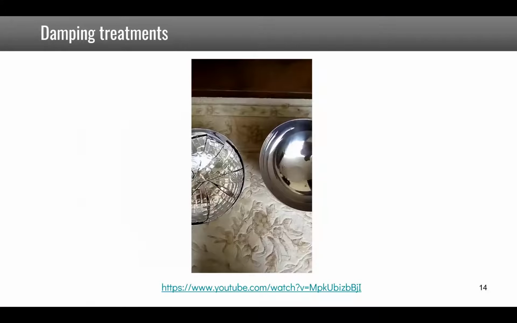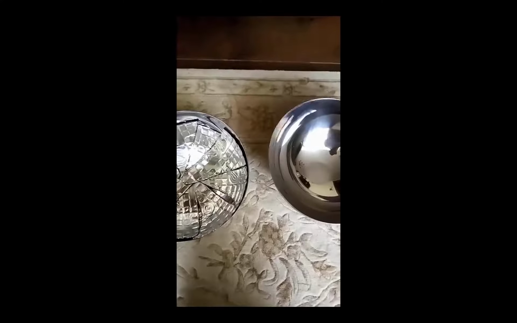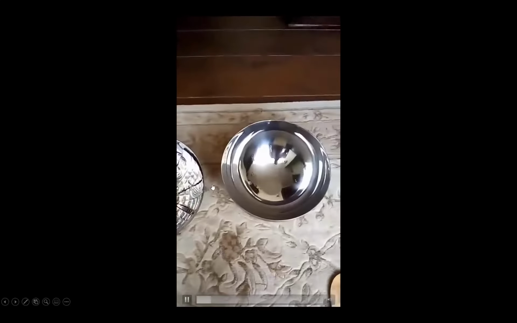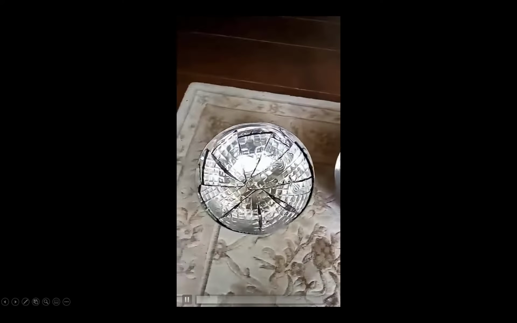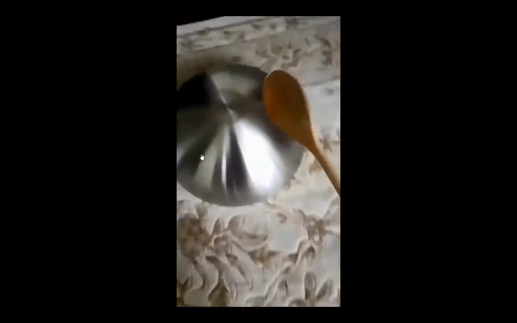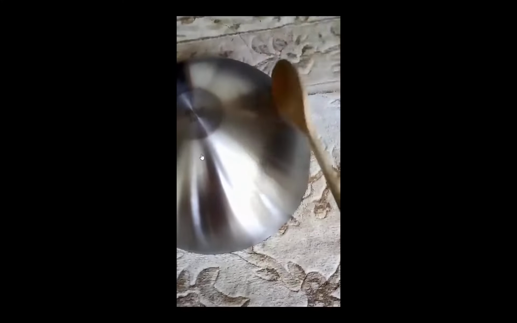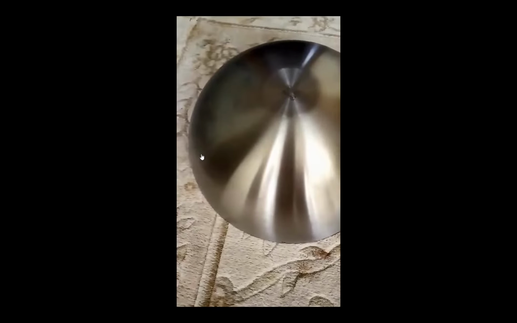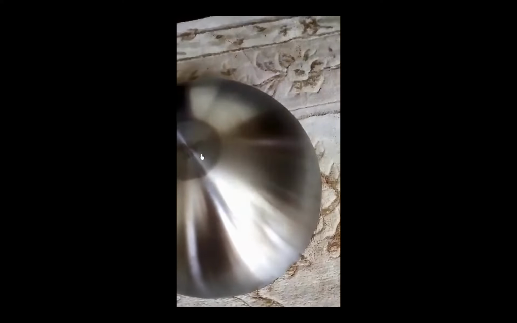Another example of constrained layer damping is given here. So one of the balls is made of metal, and on the other one, in the inside, there is some constrained layer damping added, glued inside the ball. And now you're going to hear the difference when you knock on the ball. This ball, because it's not damped, will ring, while the other one with the damping will not ring and will make a very small sound.